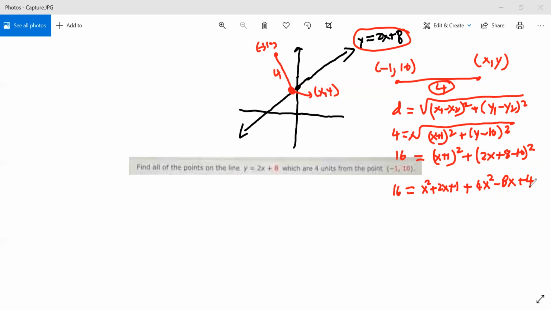Okay, now I will just keep simplifying this. So x squared plus 4x squared, that's 5x squared. 2 minus 8, that's negative 6x. 1 plus 4 is 5. Then subtract 16 from both sides, because it's a quadratic and I need to make one side 0. So 5x squared minus 6x minus 11 equals 0.